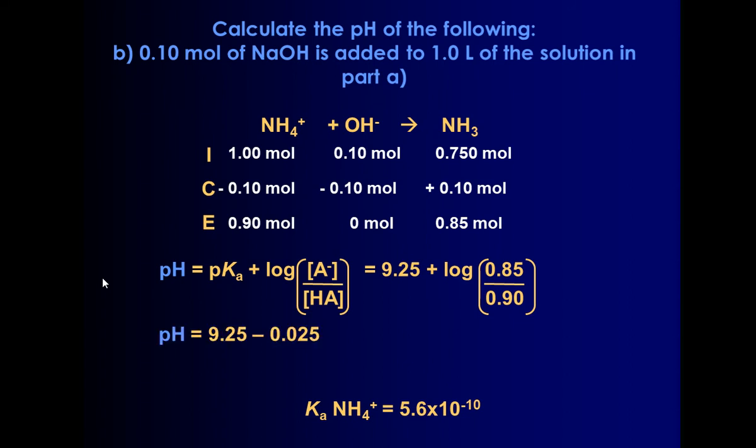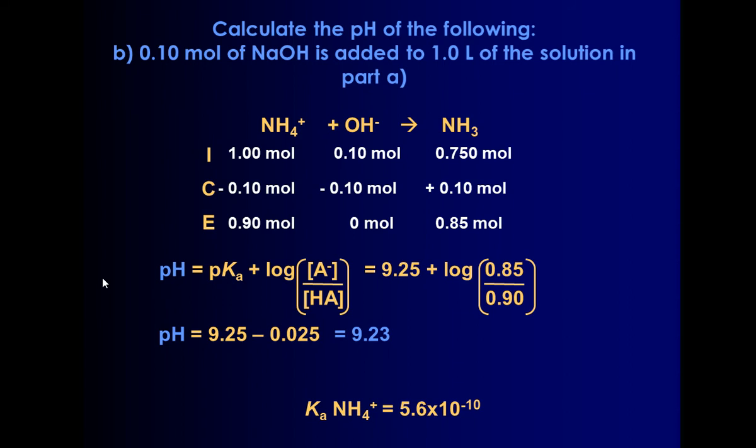When I do my math, I'm going to get that the pH changed by 0.025, and that caused the pH to actually go up from our previous example. We were at 9.12 or 9.13, depending on which one you were looking at. This time the pH went up slightly to 9.23.